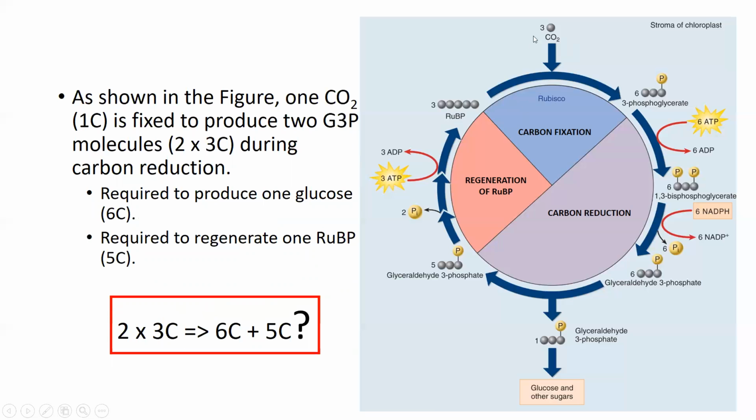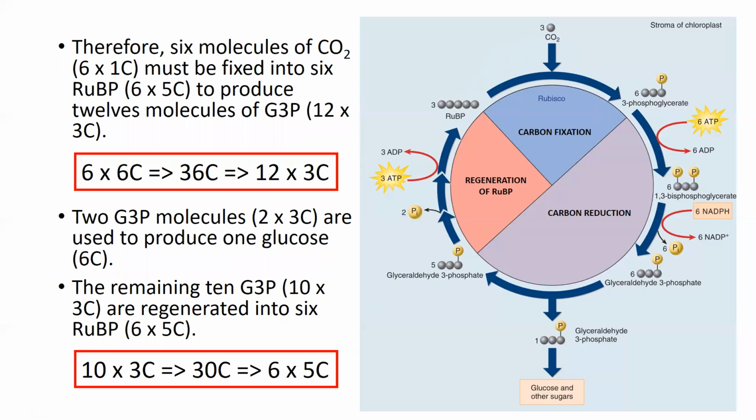So can 1 carbon dioxide, which combines with a 5 carbon compound RuBP, so it becomes a 6 carbon. Can these 6 carbons be used to form a 6 carbon glucose and a 5 carbon RuBP? So cannot. The answer is cannot.